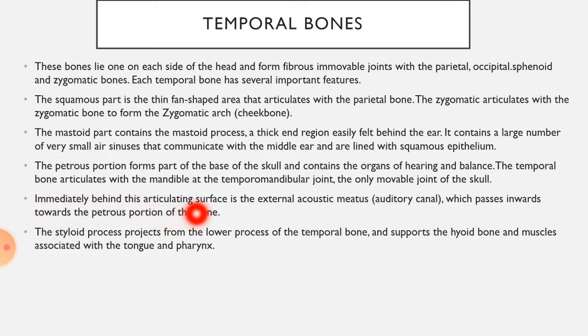Immediately behind this articulating surface is the external acoustic meatus, or the auditory canal, which passes inwards towards the petrous portion of the bone, which forms the base of the skull, where you can appreciate the internal acoustic meatus. The styloid process projects from the lower surface of the temporal bone and supports the hyoid bone and muscles associated with the tongue and the larynx.